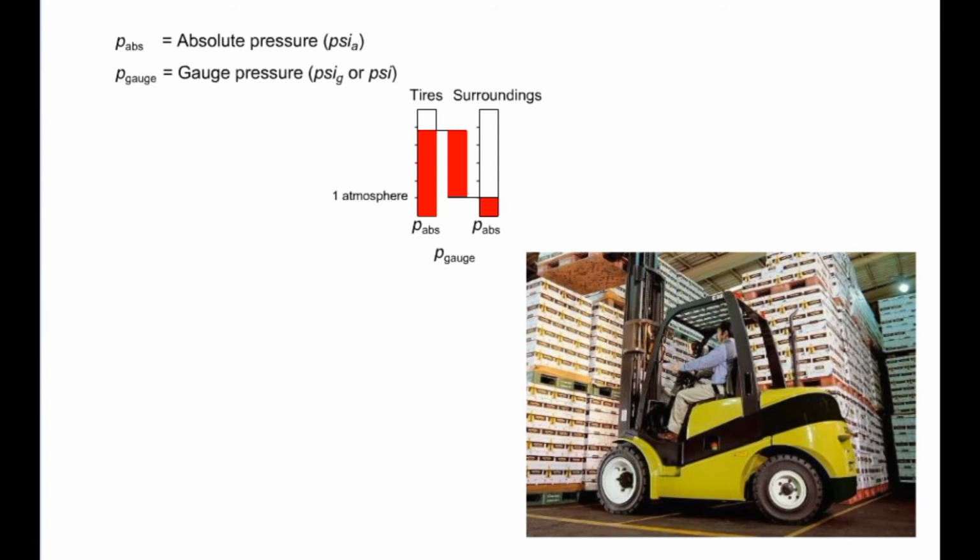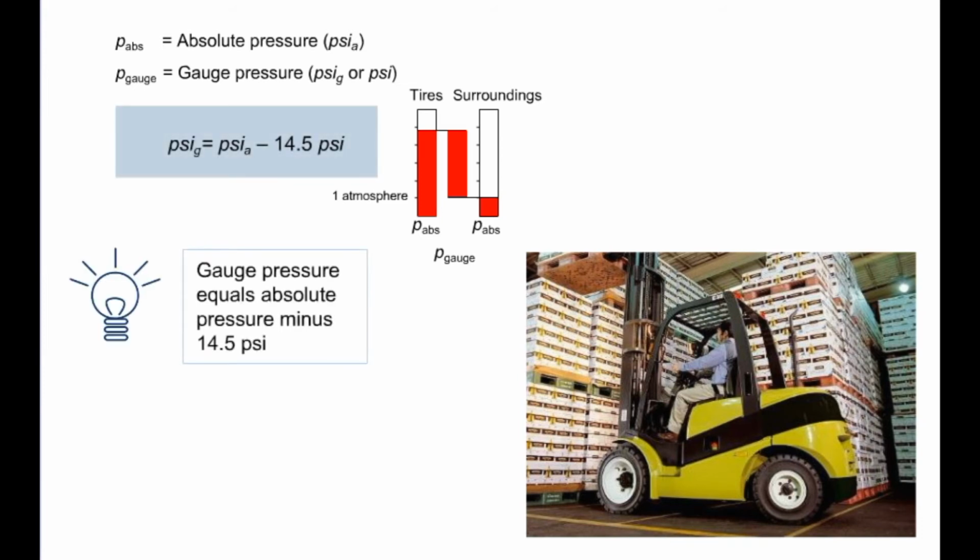The difference between the pressure in the tires and the pressure in the surroundings is known as the gauge pressure, psi G. This gauge pressure is the value we typically express when stating pressure levels in the hydraulic circuit and therefore is normally stated simply as psi. The relationship between absolute and gauge pressure is, therefore, gauge pressure equals absolute pressure minus 14.5 psi. Absolute pressure is often distinguished by the unit psia, or psi absolute.